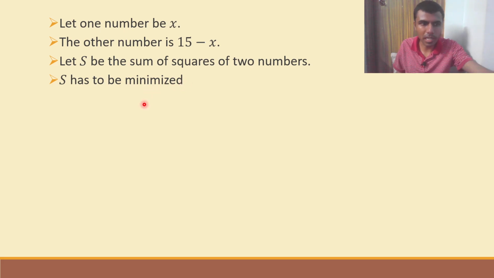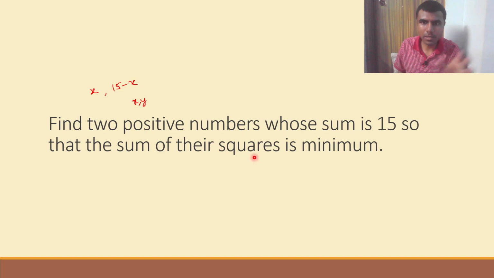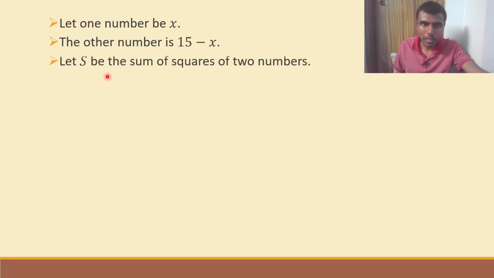Because they told us we have to find two numbers such that the sum of their squares is minimum. That means the sum of the squares should be minimized. S has to be minimized.